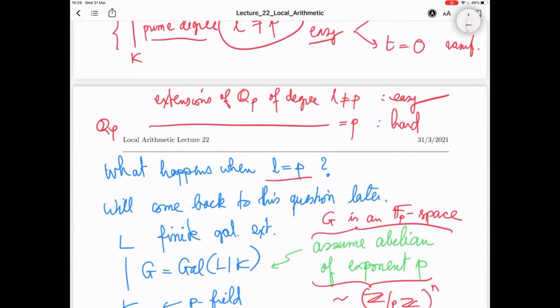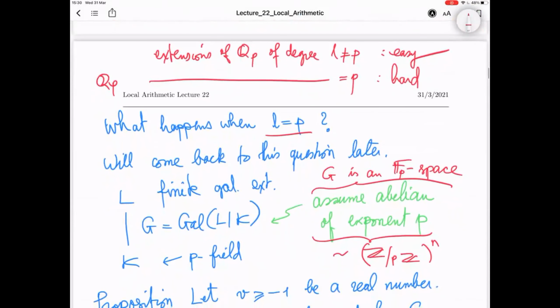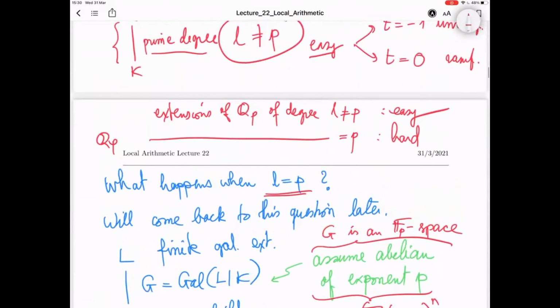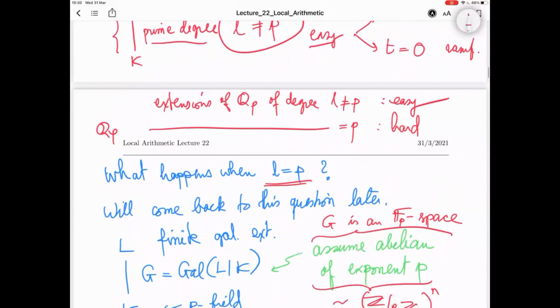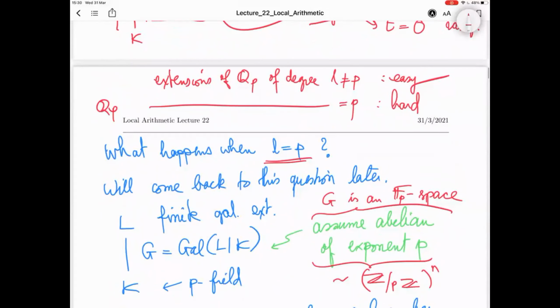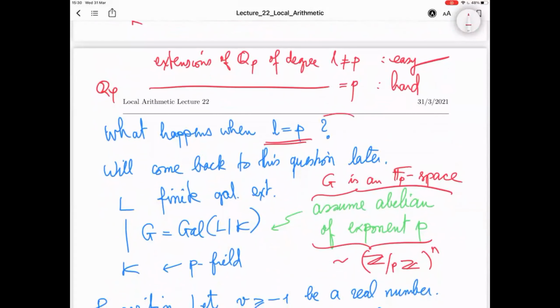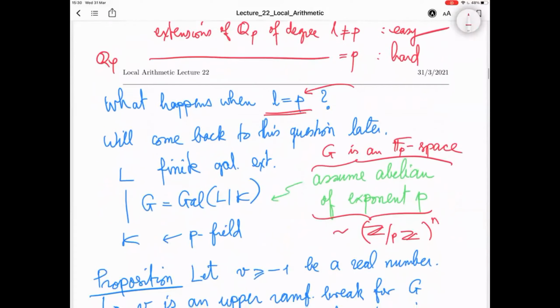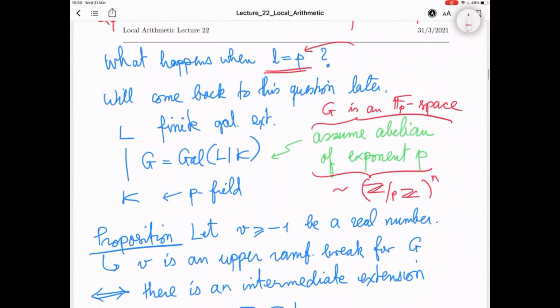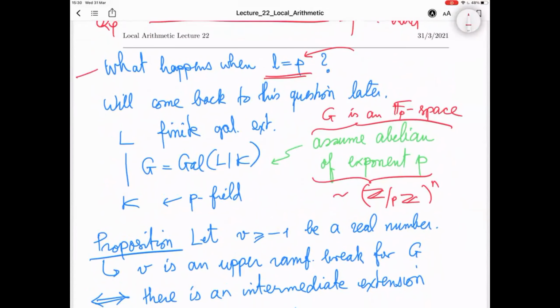Okay. But right now we are looking at cyclic extensions, not just of Q_p, but of any p-adic field K, of degree equal to P. So what happens in this case? As I said, it's not an easy question. I mean, it's not all that hard either, but we will come back to this later.